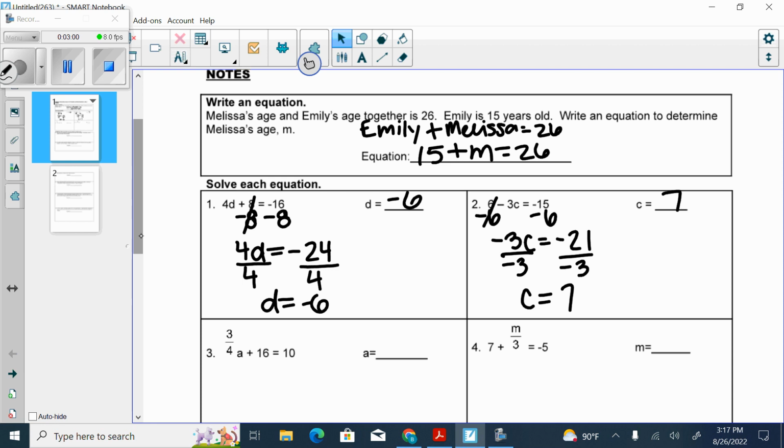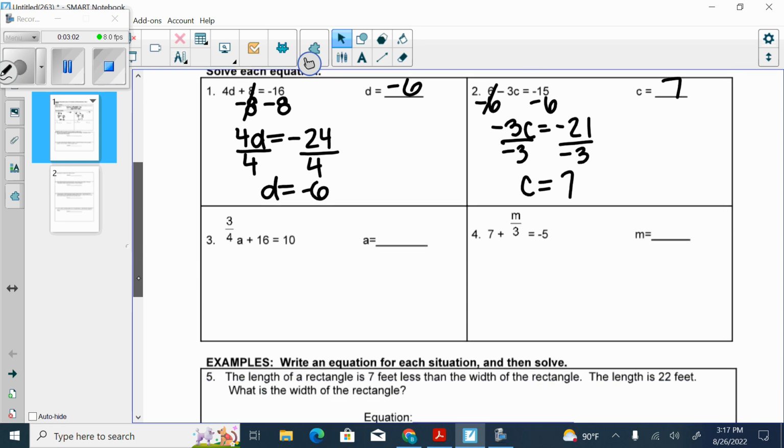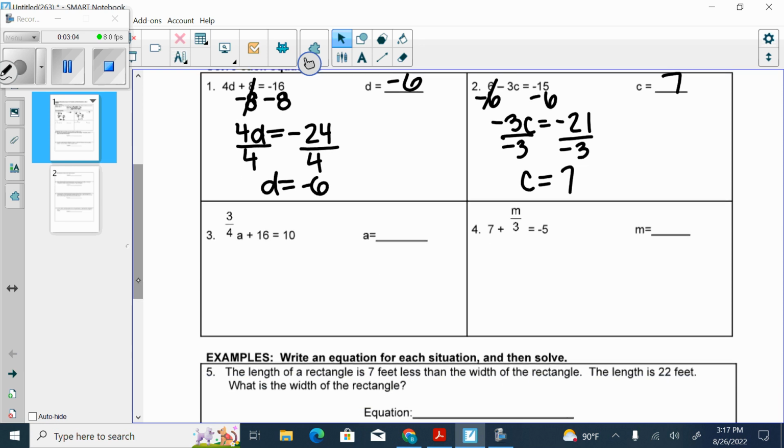All right. Let's look at number 3. So on number 3, what are we doing first? Subtract 16. Good. And what is 10 minus 16? Negative 6. There you go. All right, so now we have 3/4 A equals negative 6, right?